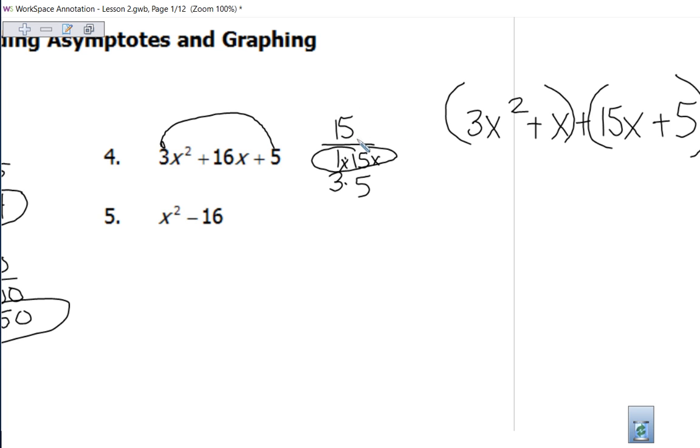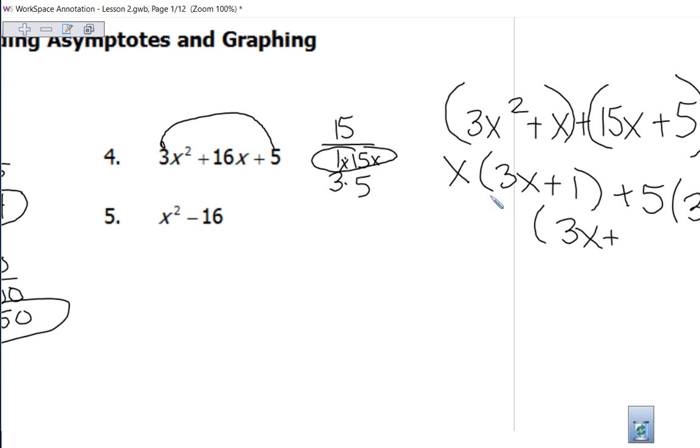What's the GCF for the first group? X. What goes in the parentheses? 3x plus 1. What's the GCF for the second group? Positive 5. And what goes in the parentheses? 3x plus 1. So what's one of the answers? 3x plus 1 is my common binomial factor. What's the other answer? The GCF, which is x plus 5. So 3x plus 1, x plus 5.